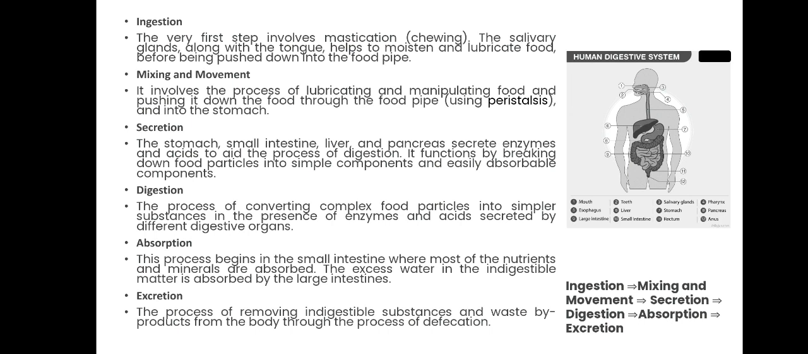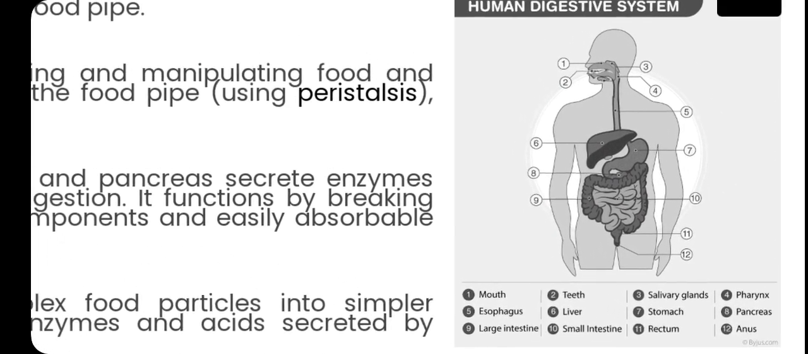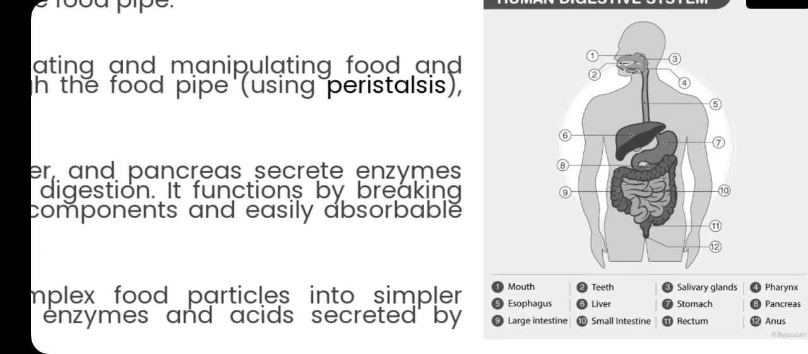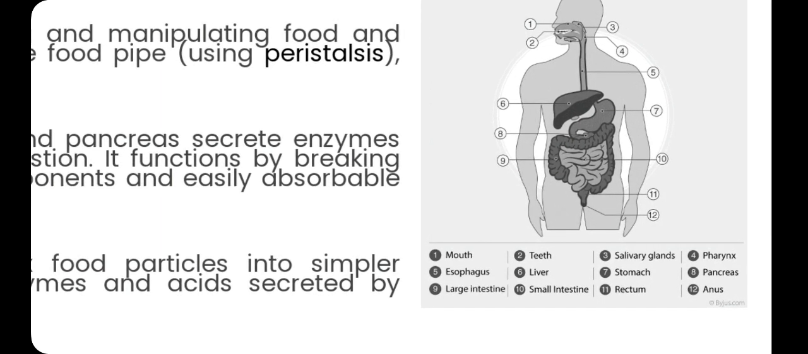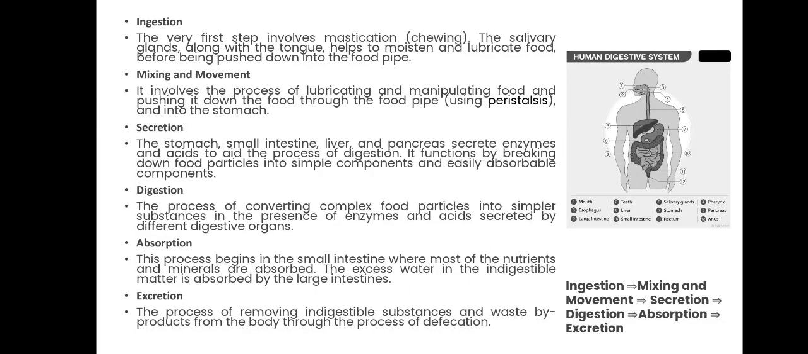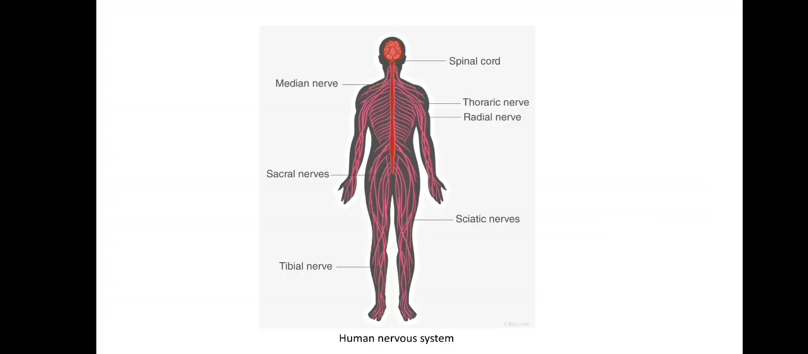So at first, what does the digestive system include? These are the steps: ingestion, mixing and movement, secretions, digestion, absorption, then finally excretion. So this is the structure of the human digestive system. At first mouth, then teeth, then salivary glands, then pharynx, esophagus, then liver, stomach, pancreas, large intestine, then small intestine, then rectum, and finally anus. These are different organs which are included under the organ system, the human digestive system, then the human respiratory system, then circulatory system, and finally the nervous system.